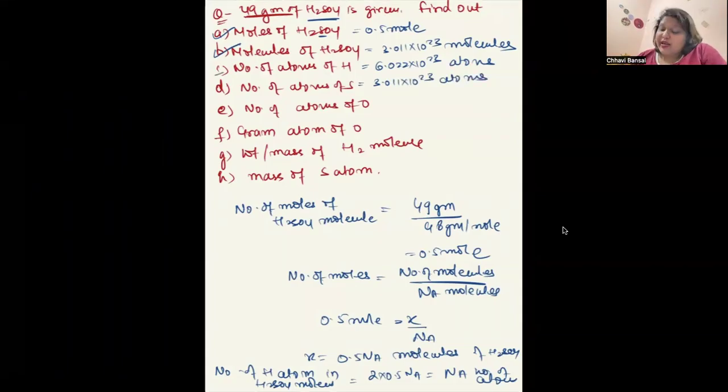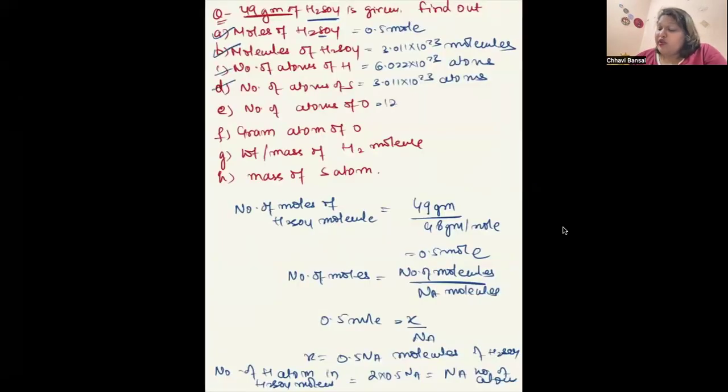Okay. Next part is number of atoms of oxygen. Again, one molecule of H2SO4 contains 4 atoms of oxygen, right? So, number of moles of H2SO4 multiply Avogadro's number multiply 4, which is equal to 0.5 into Na into 4, which is 2Na. 2Na means 12.044 into 10 raised to the power 23 atoms.